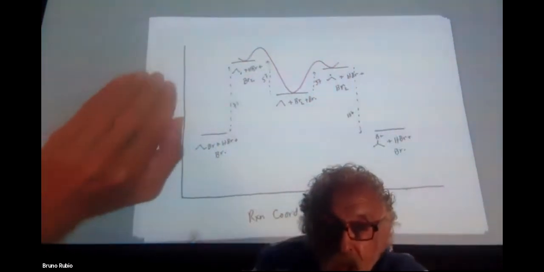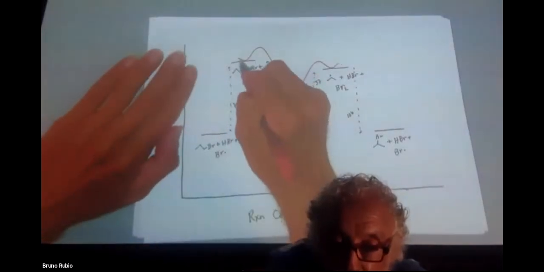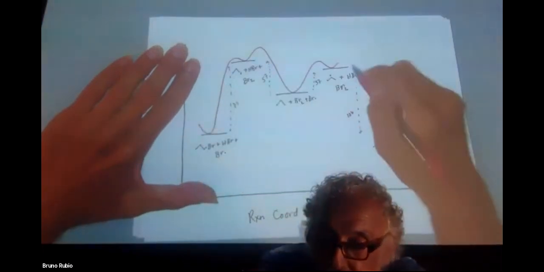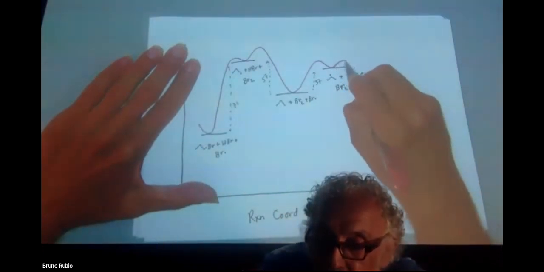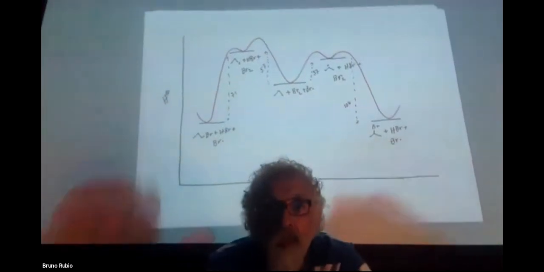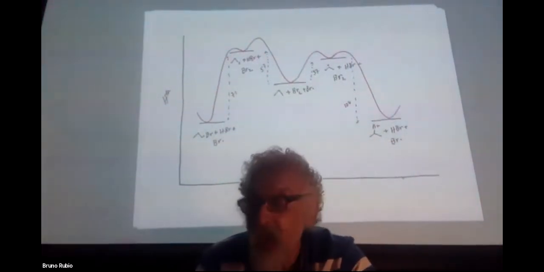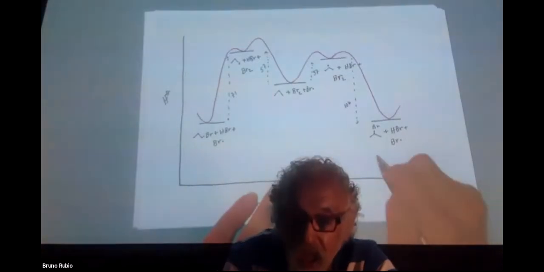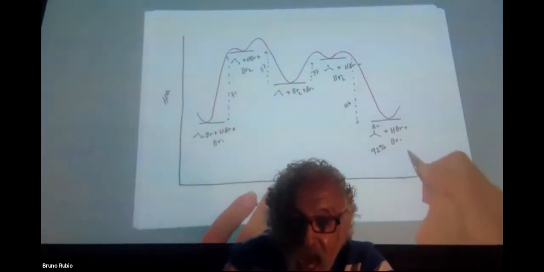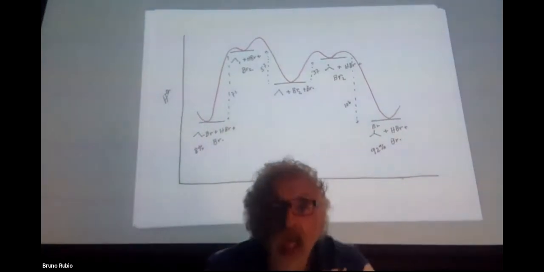Okay, so now this is way downhill in energy. That's going to be a small hill. And this is way downhill in energy. That's going to be a small hill as well. So that's my reaction profile for bromination. And now it is clear why I get 92% of this guy and only 8% of this one.